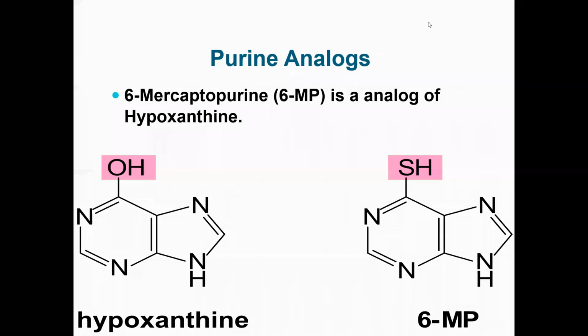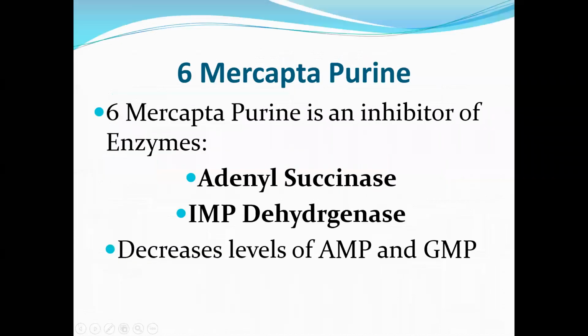So this is the structure of 6-mercaptopurine, and here this is the structure of hypoxanthine, where at the 6 carbon position, an OH group is present, and if it is replaced by an SH group, it will convert it into 6-mercaptopurine.